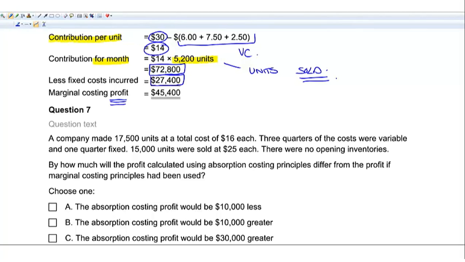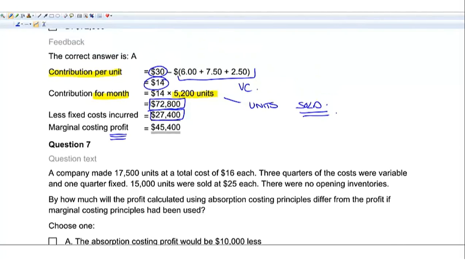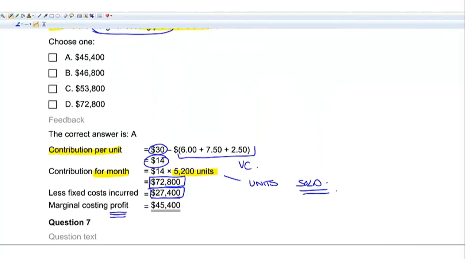Finally, deducting the fixed overheads of 27,400 would leave us with a marginal costing profit for the month of 45,400. If we look at the response options that are available, the correct one would be response option A. So the marginal costing profit for the month is 45,400.